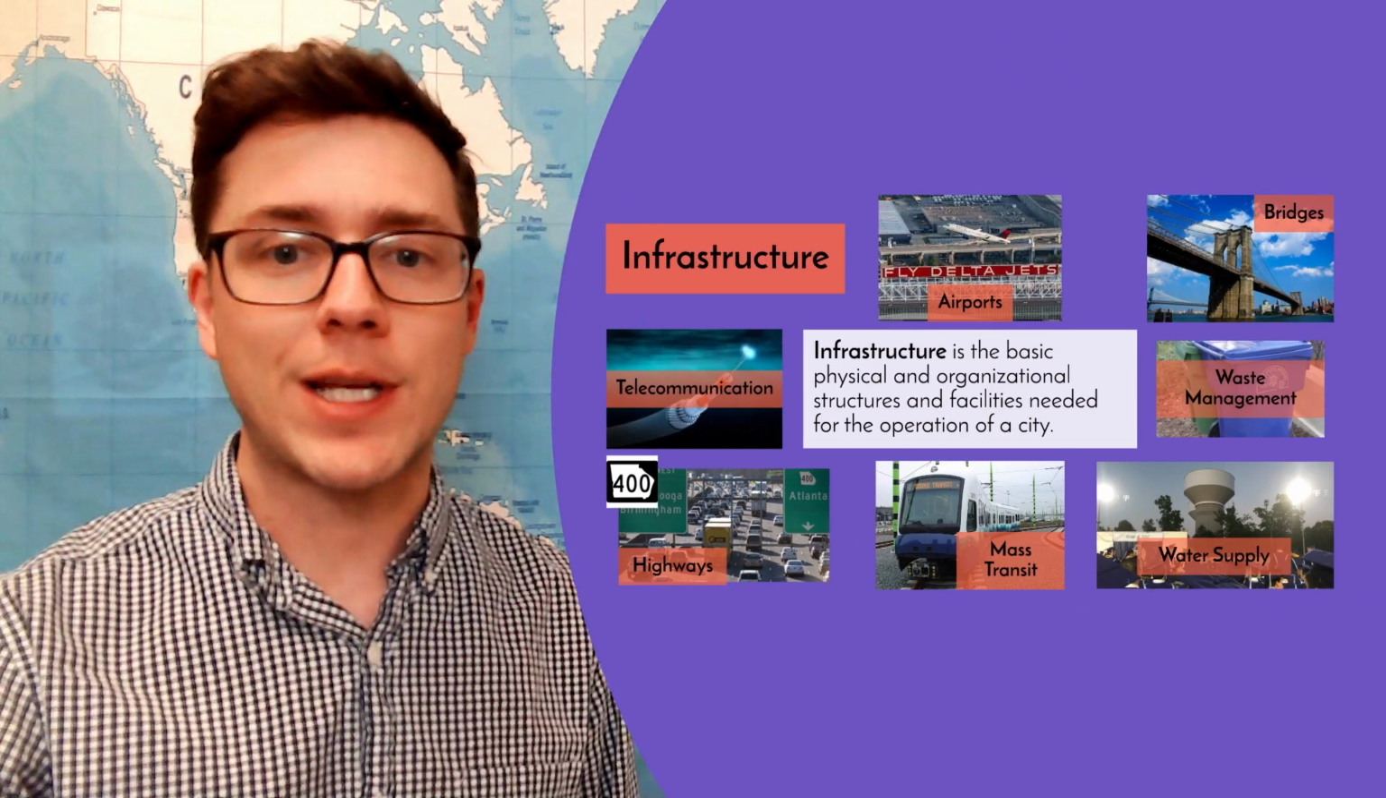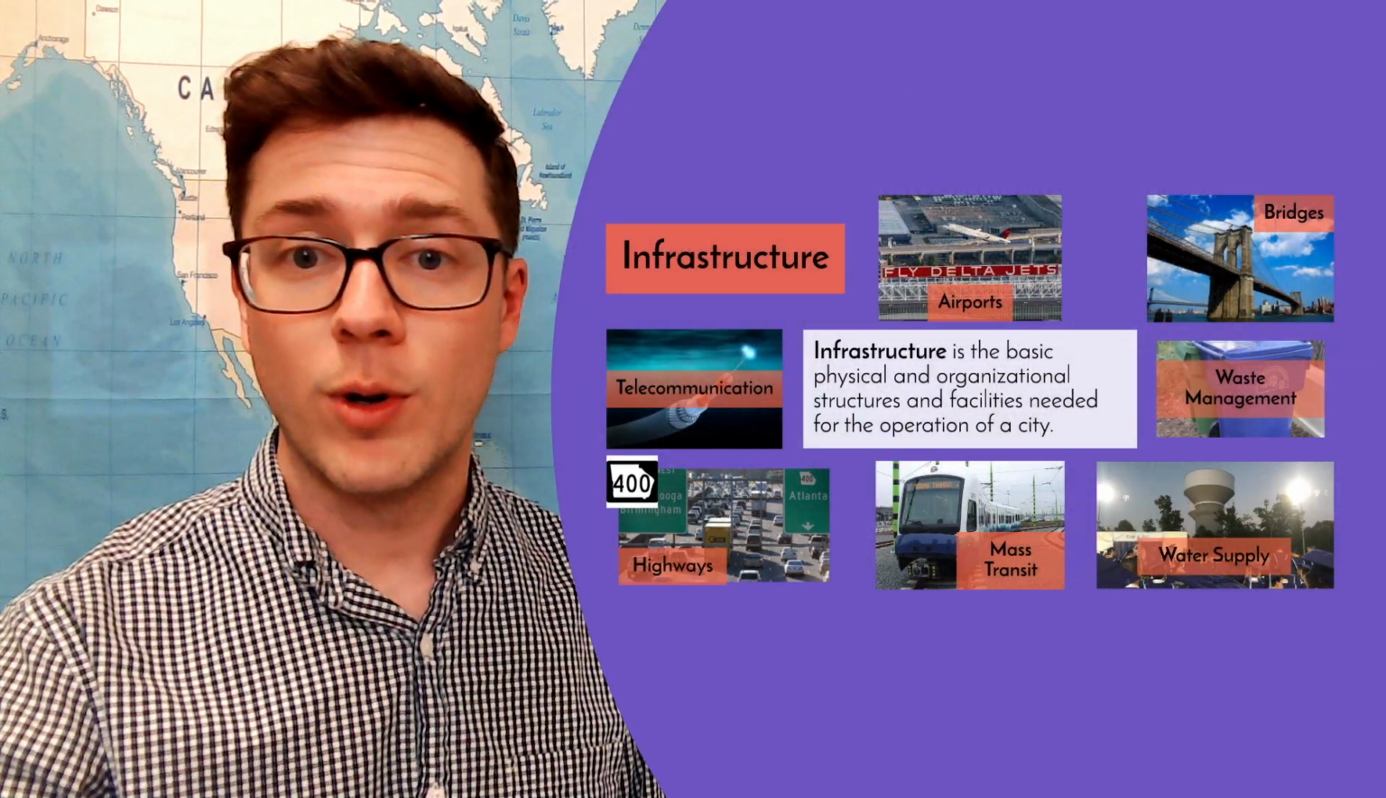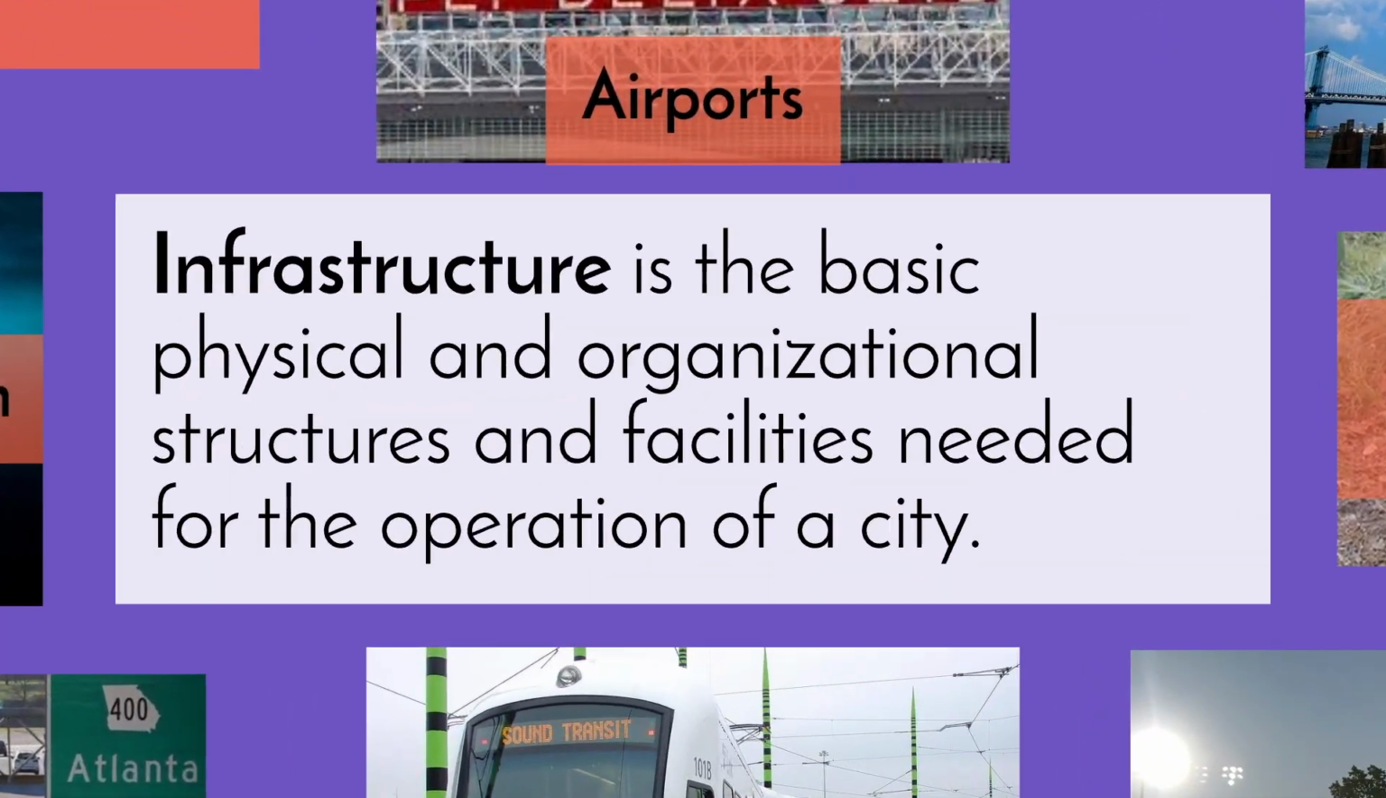So we're going to go through the different types of infrastructure. But before we do, we need to know the term infrastructure. Infrastructure is the basic physical and organizational structures and facilities needed for the operation of a city. Infrastructure projects, like those in the Great Depression that FDR instituted, part of his New Deal, can help give people jobs in order to help them work as a part of building a better city and connected landscape.